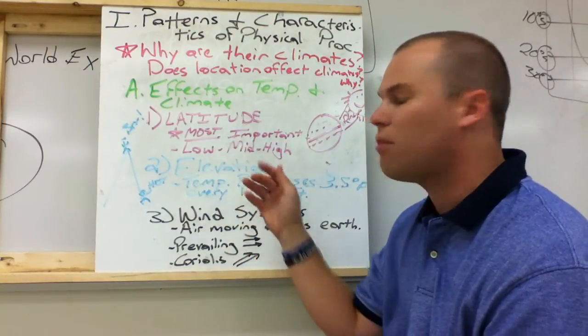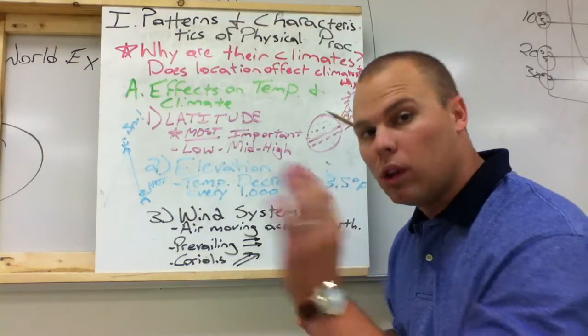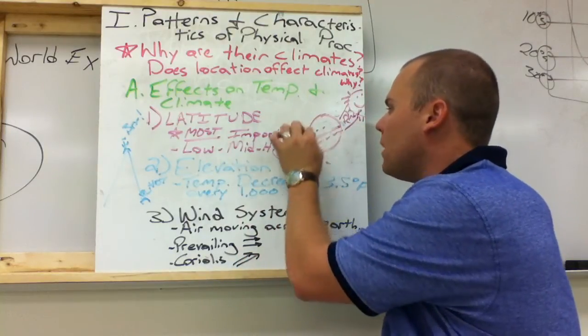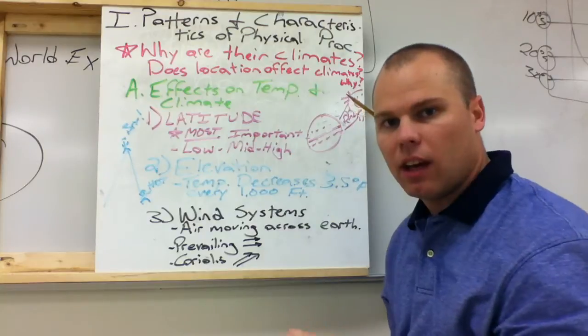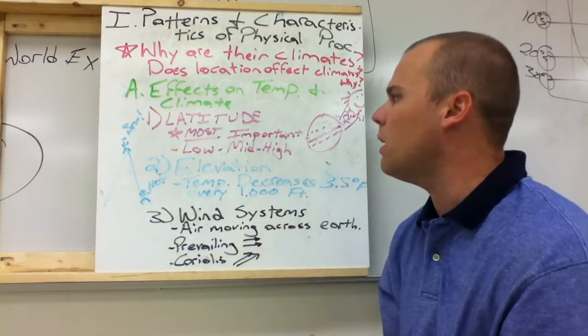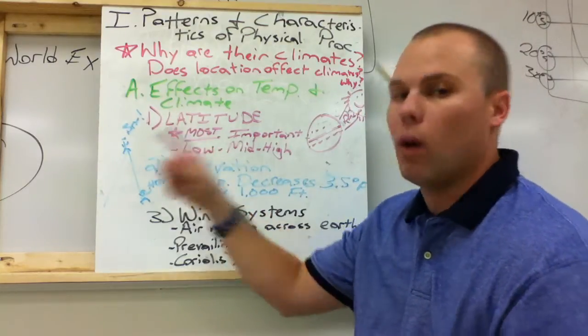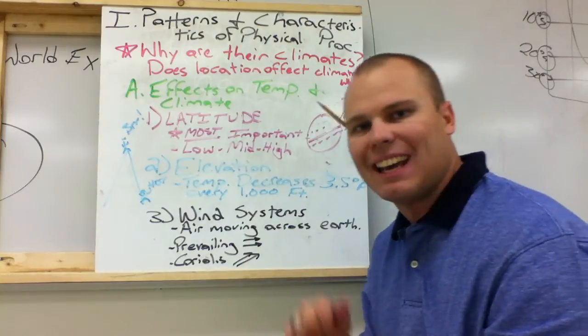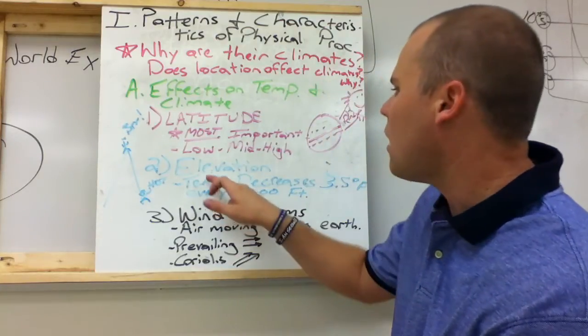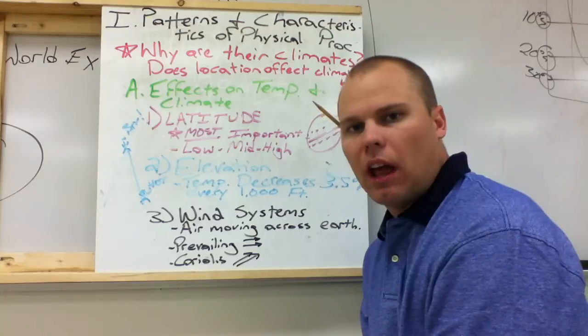And again, we've got three different types of latitude zones, and we'll look at that later. Low, mid, and then high. Okay, we'll cover those three in just a little bit, but latitude is the most important one. Latitude, latitude, latitude, I can't express that enough. The next thing that can affect temperature and climate is elevation.